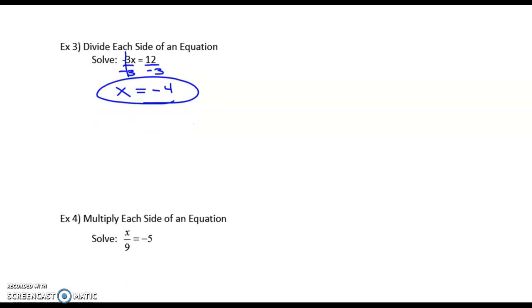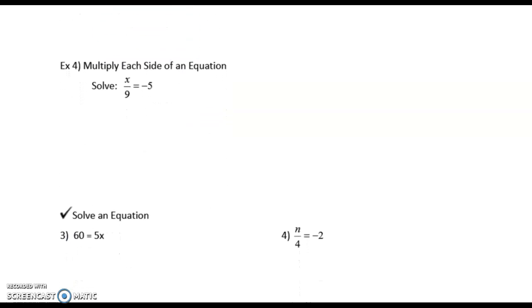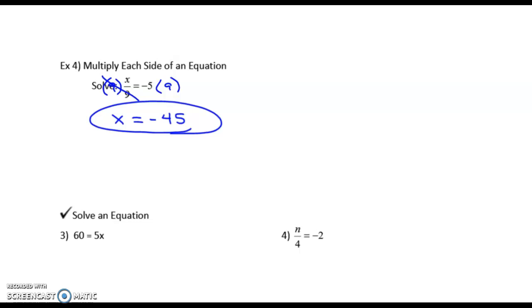Jumping down to example 4, now we have a division problem. x divided by 9 equals negative 5. To get rid of the division, we're going to multiply both sides by 9. And once again, those 9s will cancel out on the left side, and we'll have x equals negative 45. So our solution in this case is x equals negative 45.